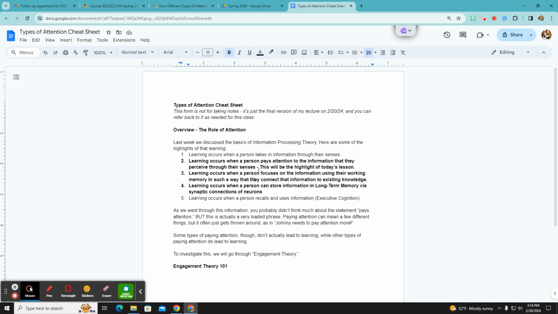Finally, second to last, learning occurs when a person stores the information in the long-term memory via synaptic connection of the neurons. So it's a neurological thing. It's learning that sticks because it's physiologically there. And then finally, the final state of learning is being able to use and recall information, what's called executive cognition.